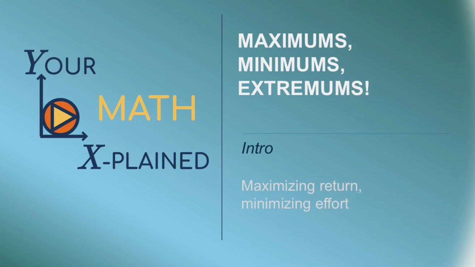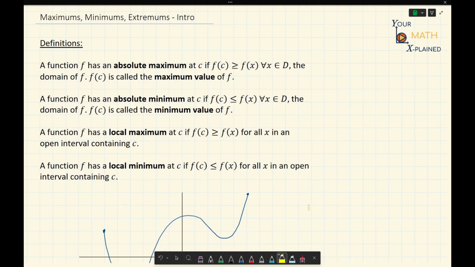My name is Angela. In the real world, good enough usually isn't enough. Engineers want the maximum strength for the minimum weight, and businesses want the maximum profit for the minimum cost. Calculus gives us the tools to find these optimal points mathematically, and we call them extrema.